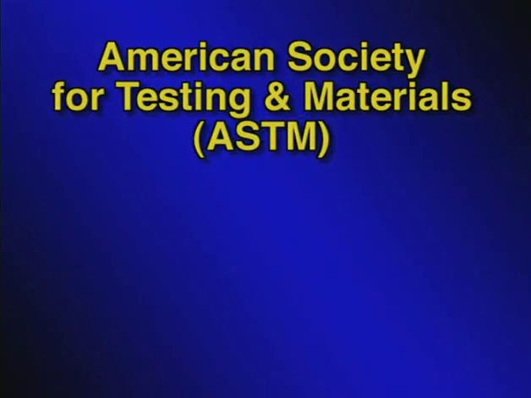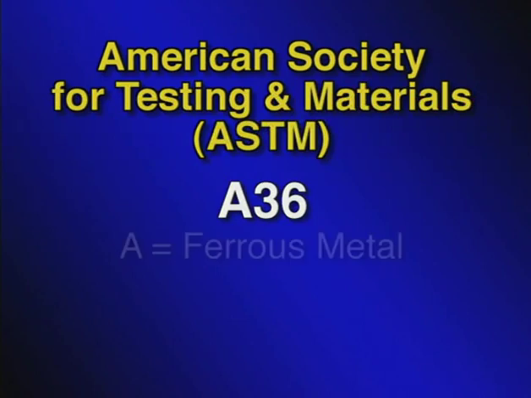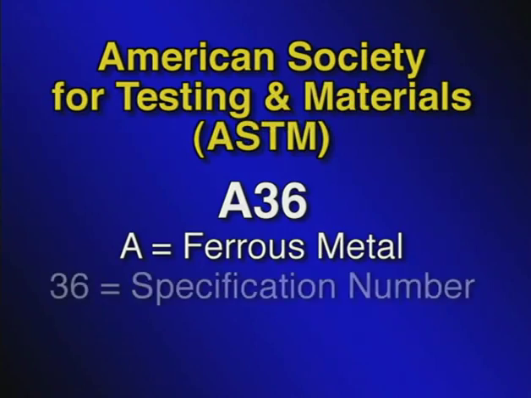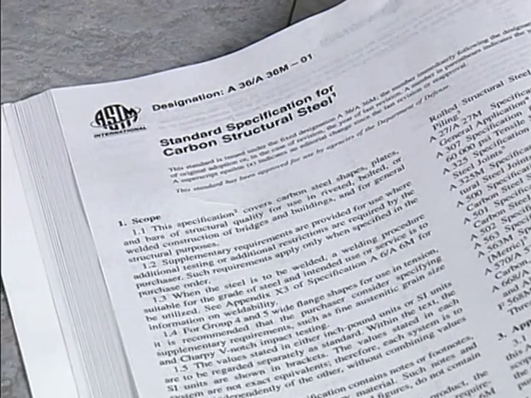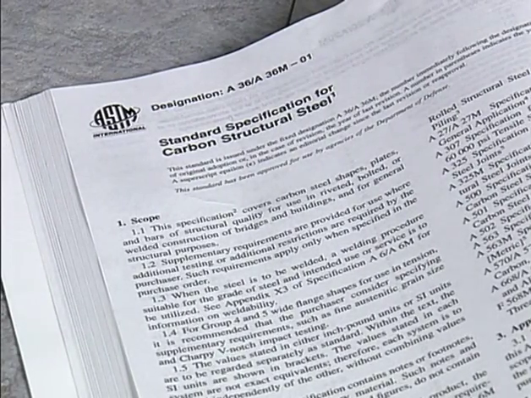The American Society for Testing and Materials, ASTM, maintains a series of specifications for a variety of materials. Each specification has an alphanumeric designation. The letter tells you what type of material it is. For example, the letter A stands for ferrous metal. The number identifies the specification to which the material is made. So, if you want to know the chemical composition of A36 steel, you'd have to look up ASTM specification A36.